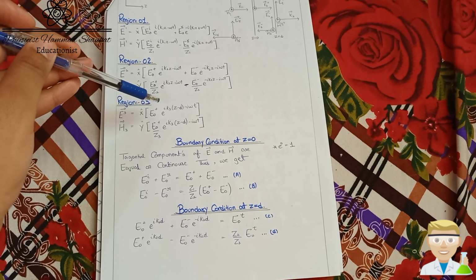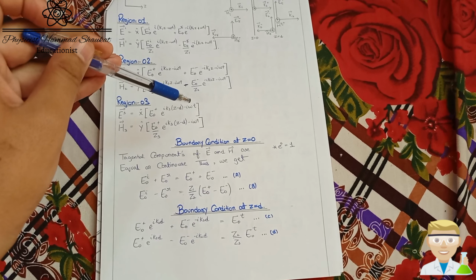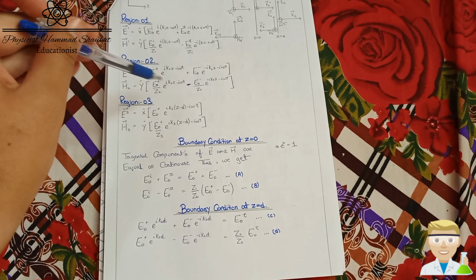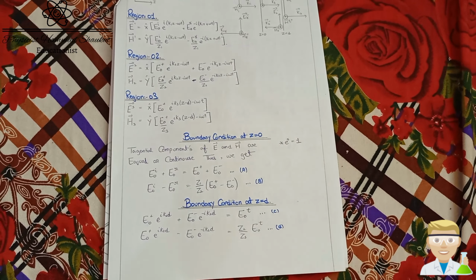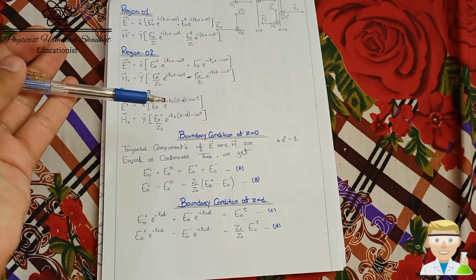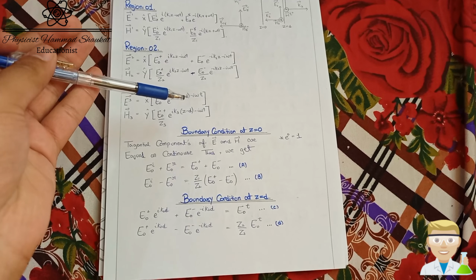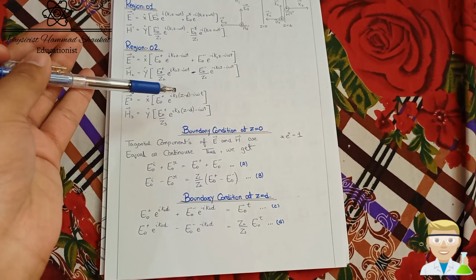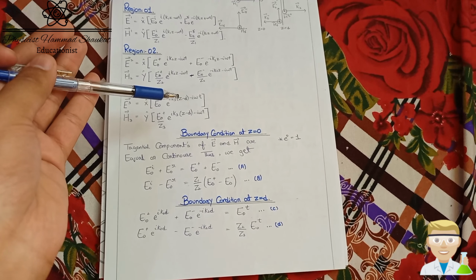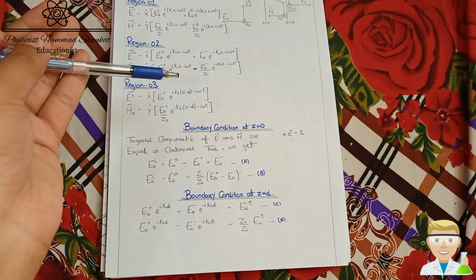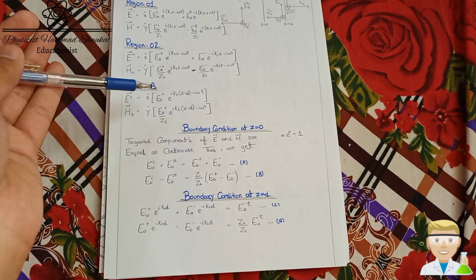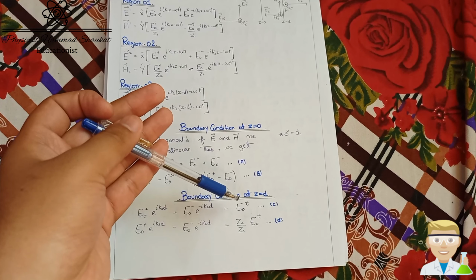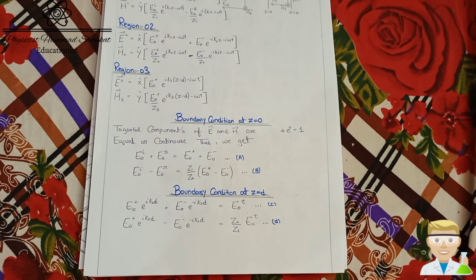Again the direction and amplitude cancel, and e power minus iota omega t cancels by taking it common in region 2. You will only be left with e power iota k3 (z minus d), but when you put z equals d it becomes d minus d, meaning exponential power 0, which becomes 1. So you are only left with E naught t, the transmitted part.